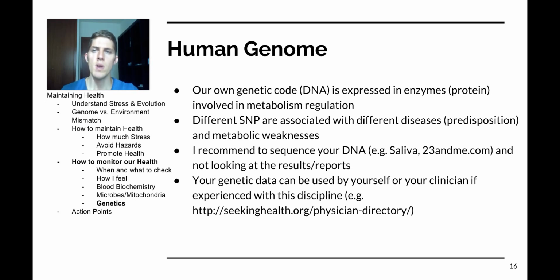Human genome. With genome, in this case, I'm referring exclusively to our genetics, the DNA included in our 23 chromosomes that we inherit from our mother and father. The DNA codes, as explained previously, for enzymes, which are proteins. These proteins regulate our metabolism. What we know is that we have identified different bits in DNA that are associated with certain disease states, or that indicate metabolic weaknesses.